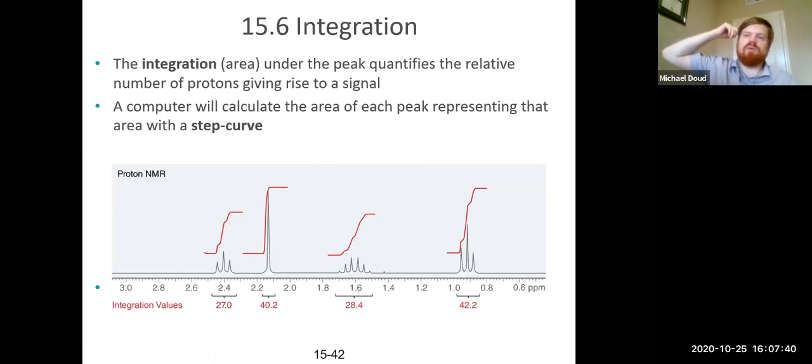That's one of the big ones for reading these NMR spectra. But it's not the only kind of information that we can get. We can also get from the integration of the signal an idea of the number of protons that give rise to each signal. So the size of this integration is going to tell us how many protons, relative to one another, are in this peak. So here, if we get an integration of 27 to 40 to 28 to 42, this is telling us basically that, well, let me just show you here.